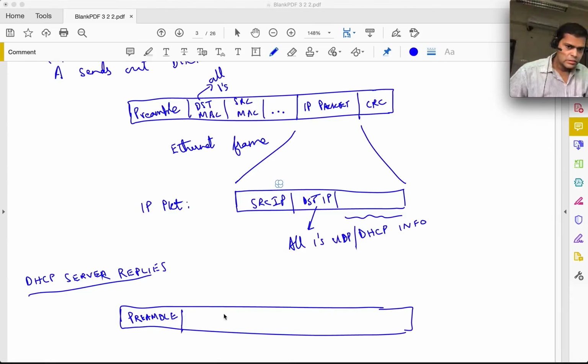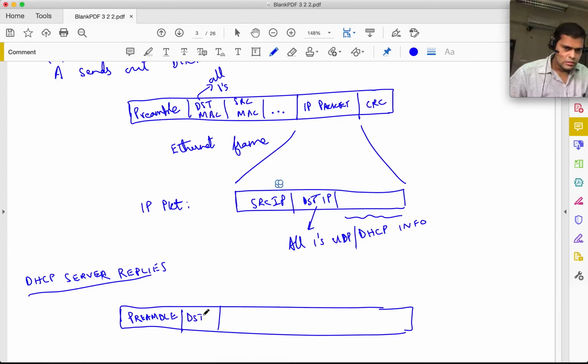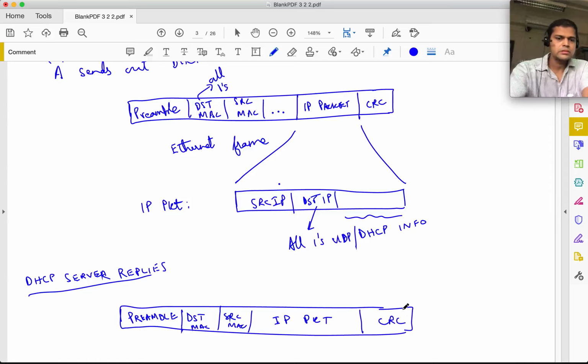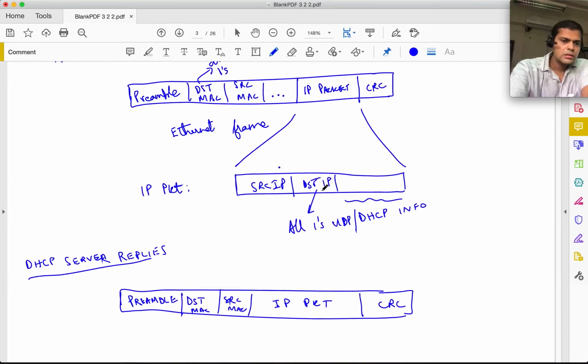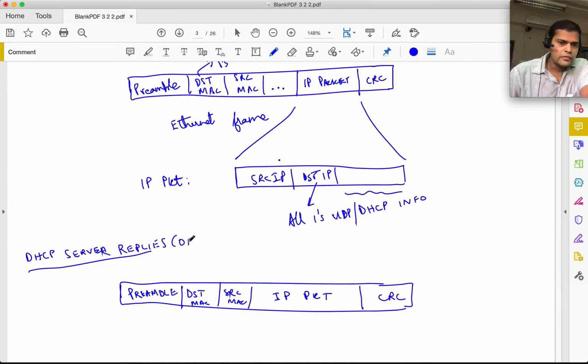So this is the MAC layer frame, and this is the IP packet which contains the DHCP information. Okay, let's just say this is the CRC. So A has sent out this discover packet which had broadcast at both the MAC layer and the IP layer. And the DHCP server received this, so it's going to reply with what is called an offer.